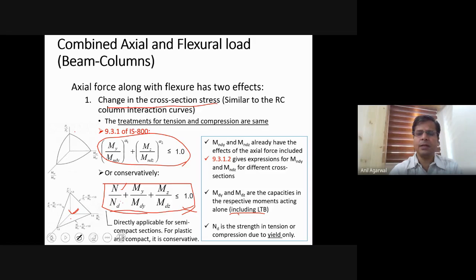Now this equation is very accurate for semi-compact sections, because in semi-compact sections you are anyway not supposed to go beyond the yield point, because beyond the yield point, what do you get in a semi-compact section?